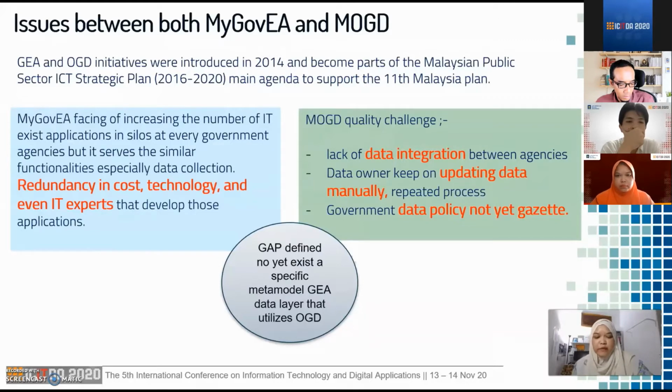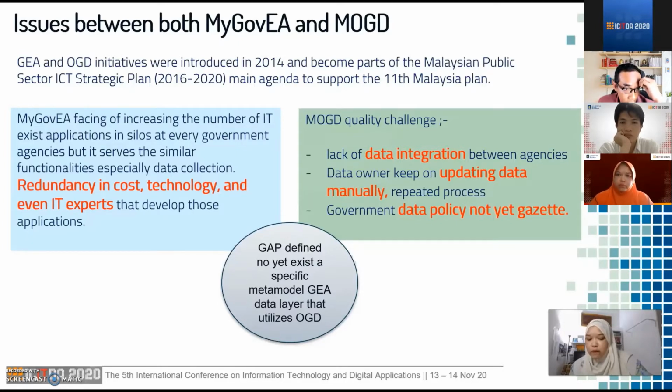There does not yet exist a specific Government Enterprise Architecture metamodel data layer that utilizes OGD, which is able to face the Malaysian Open Government Data quality challenges such as lack of data integration between the agencies, data owners keep on updating data manually, repeated processes, and the government data policy is not gazetted yet.